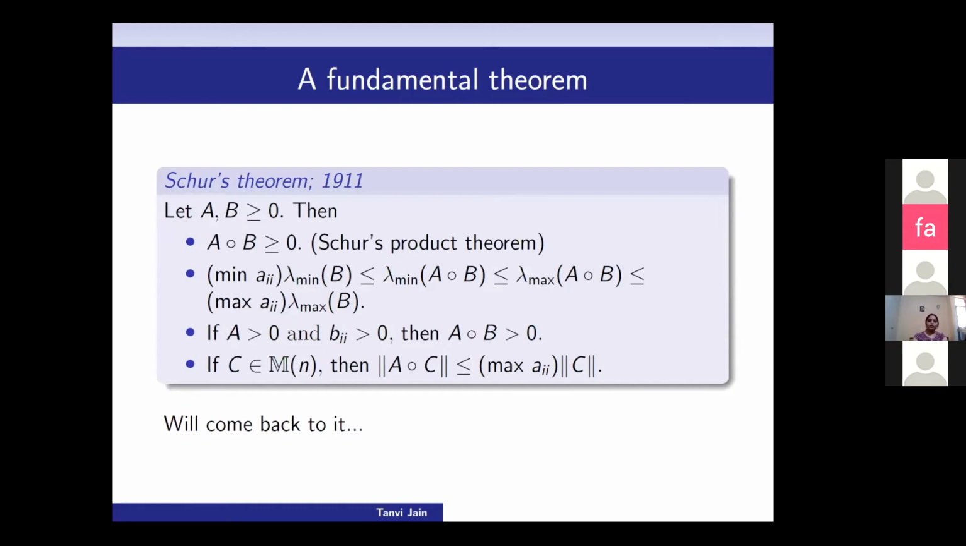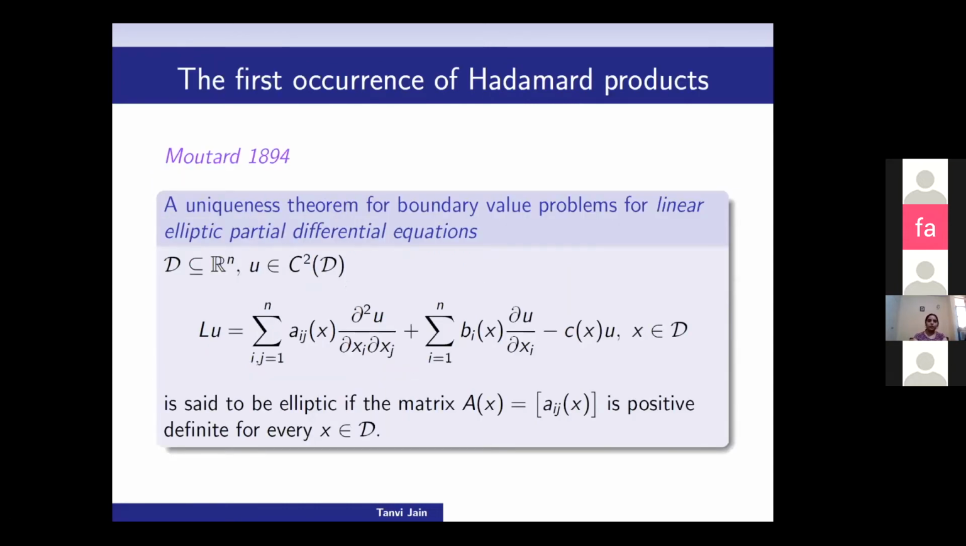Now, surprisingly, these were not in linear algebra, not in matrix theory, not in analysis, but in the study of partial differential equations. And that too before Schur. Way back in 1894, Mautard used these products. So these products occurred for the first time in Mautard's theorem to prove the uniqueness of the boundary value problem for linear elliptic partial differential equations.